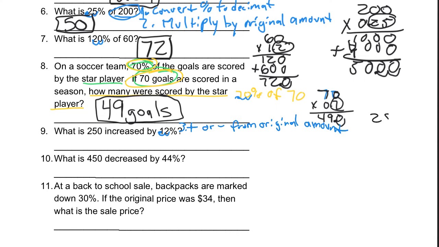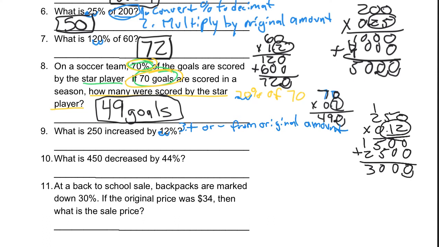Let me do that over here. 250 times 0.12. So 2 times 0, 2 times 5 is 10. 2 times 2 is 4, plus 1 is 5. Okay, drop the 0. 1 times 0, 1 times 5, 1 times 2. Add those together. I get 0, 0. This is a 10. 1 plus 2 is 3. How many decimal places to the right? 2. So I go back 2. So 30.